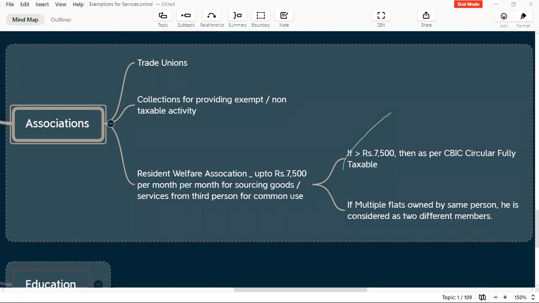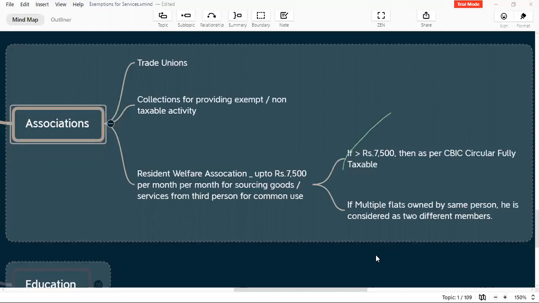So we'll now discuss the answers. The first question: the association has collected 8,000 rupees. As I told, it's a Resident Welfare Association, not an NGO. Just make it clear. We have asked what is the taxable amount, what is the taxable value?